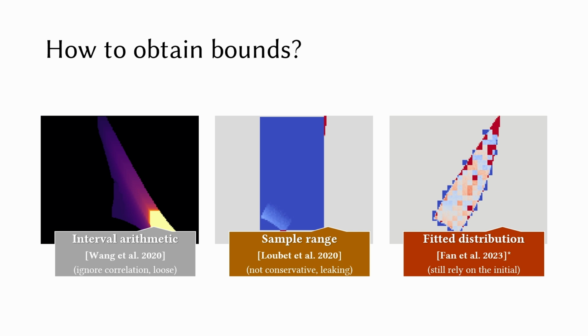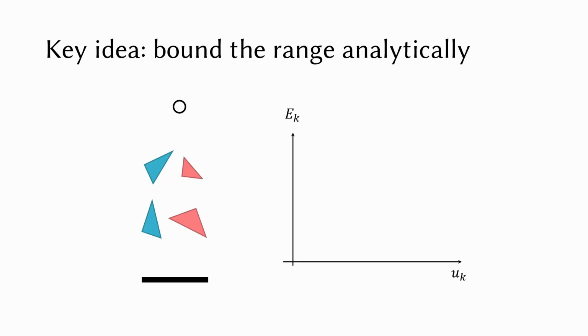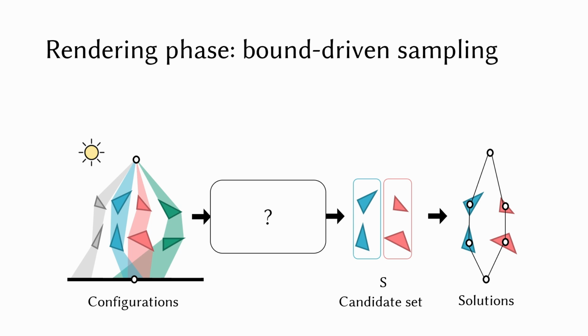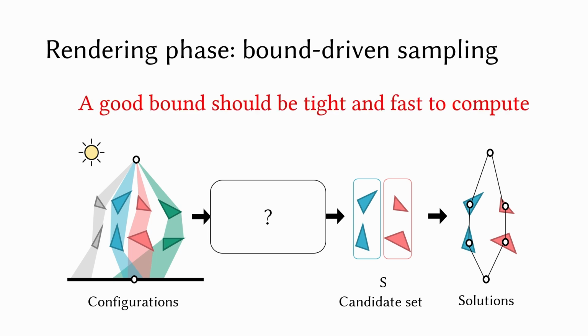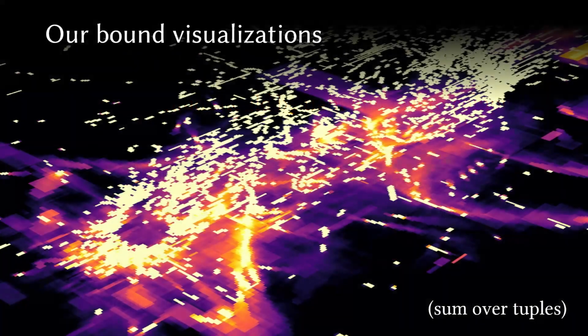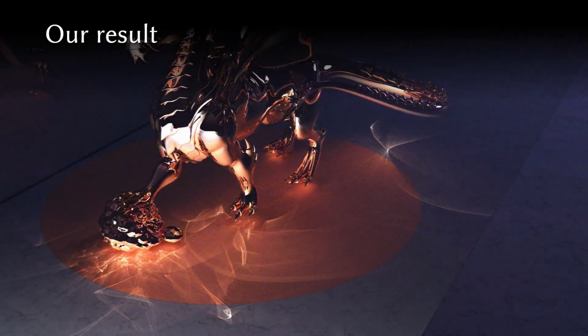Therefore, our key idea is to bound the position and irradiance range analytically. And later in the rendering phase, we use these bounds to drive stochastic sampling of triangle tuples. Again, a good bound should be both tight and fast to compute. To make this possible, we need to do a little bit more mathematics.